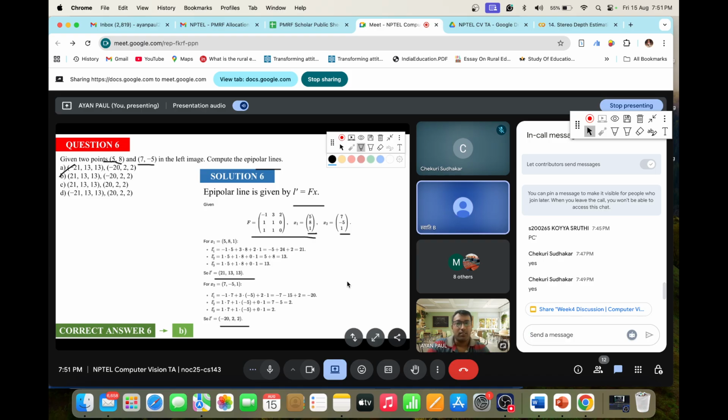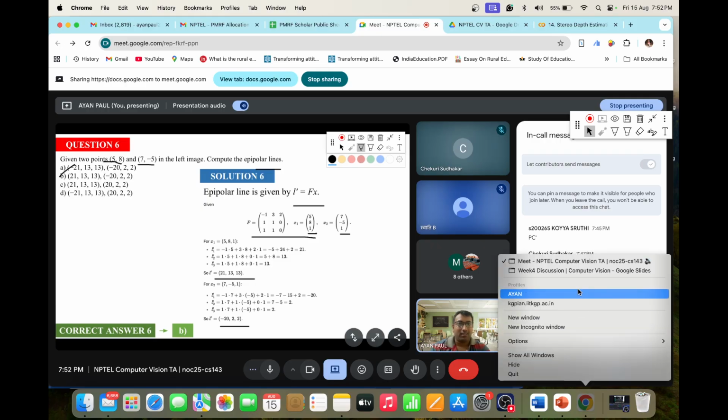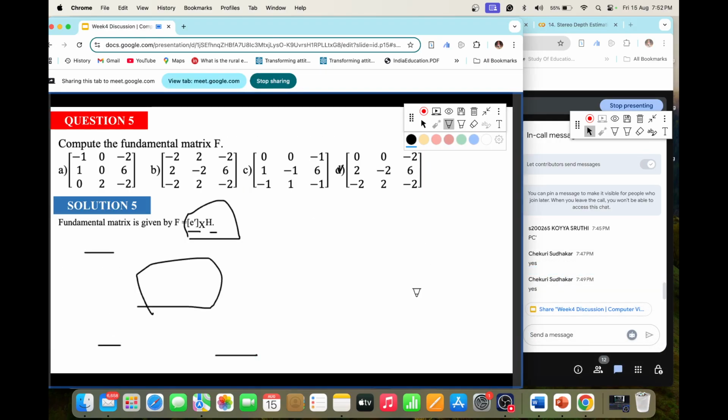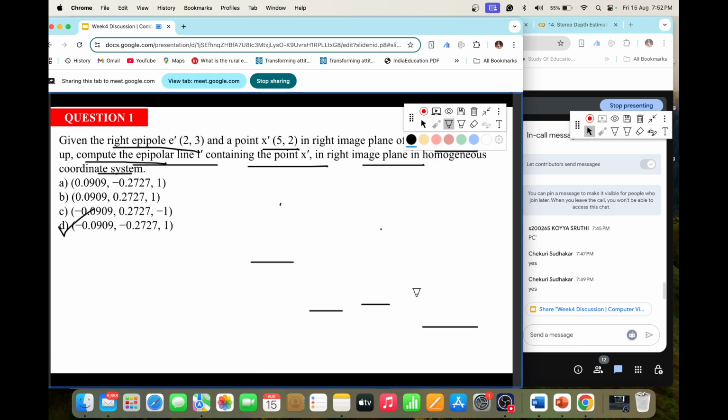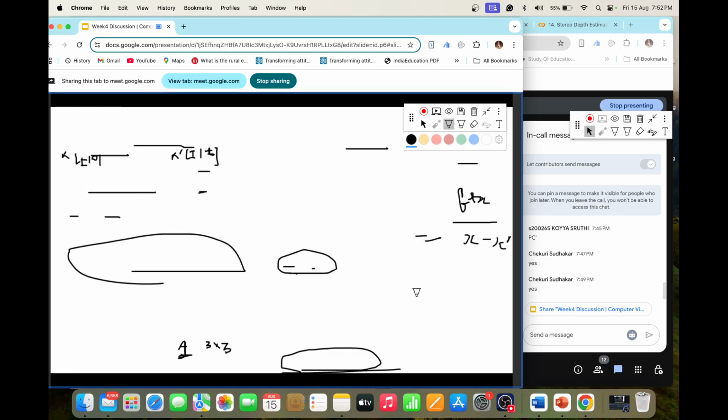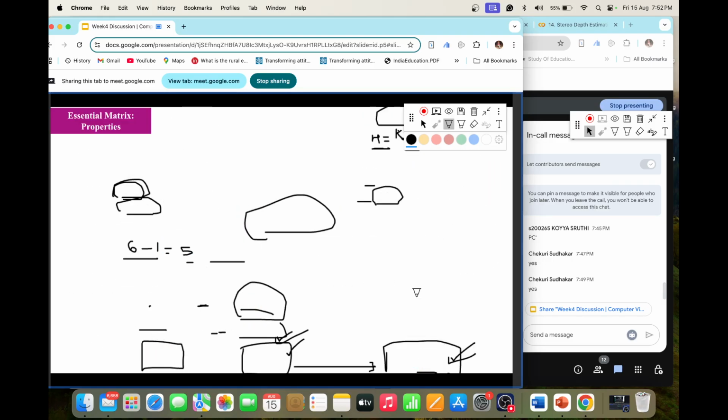Okay. So if you are given X dash, how can you get L? Here we are given X, so we can find L dash. But if you are given X dash, how can you get L? This thing should be clear, so let me show you these properties again. I think you have some doubt regarding the properties.